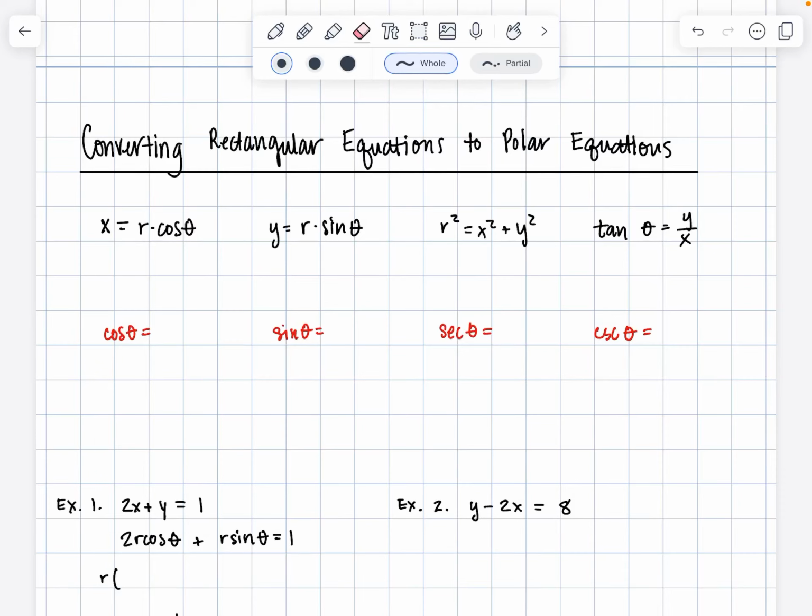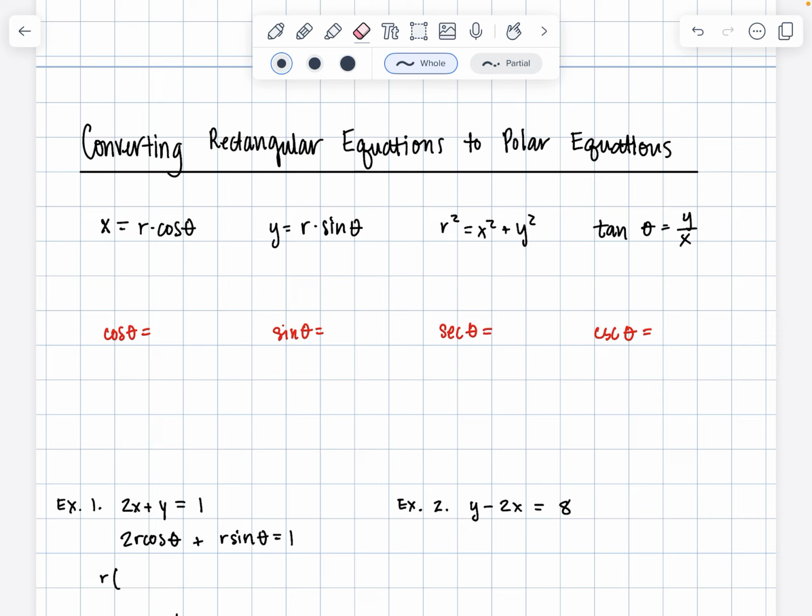Hello and welcome to our next portion of our polar coordinate unit. We've covered plotting coordinate points or polar coordinates. We've also worked with converting from polar to rectangular and rectangular to polar, and now we are taking it up a notch. We are now converting rectangular equations into polar equations.